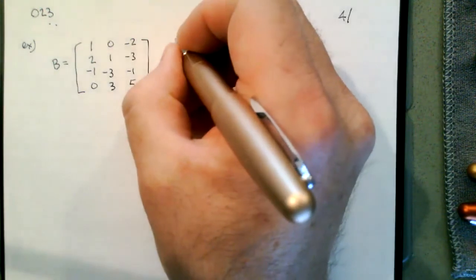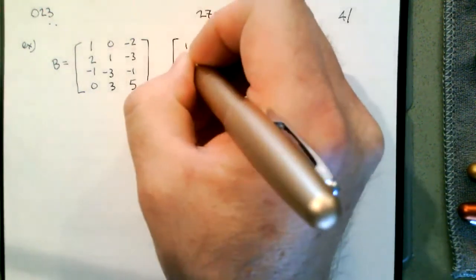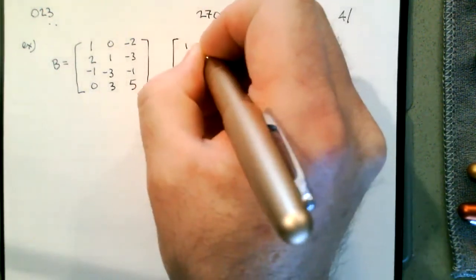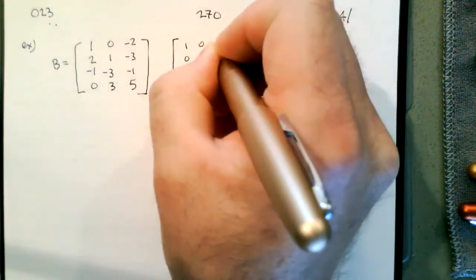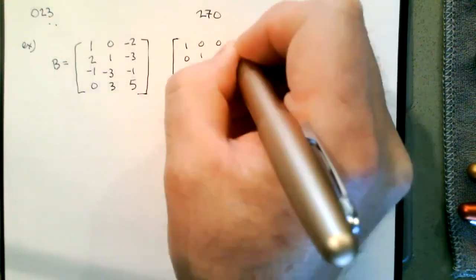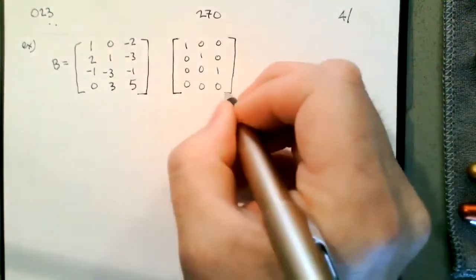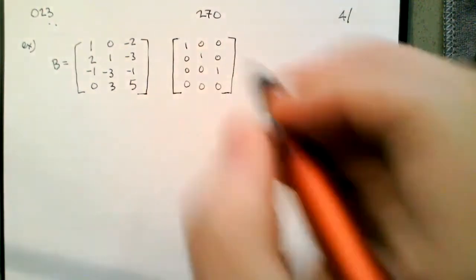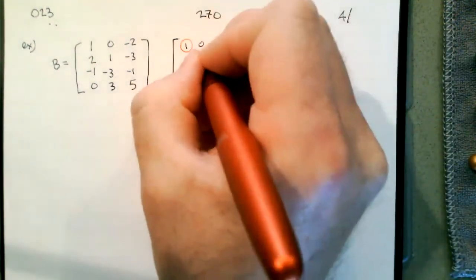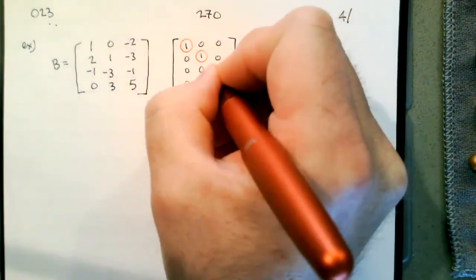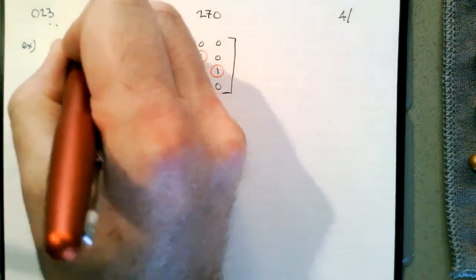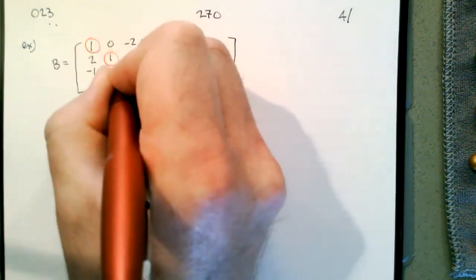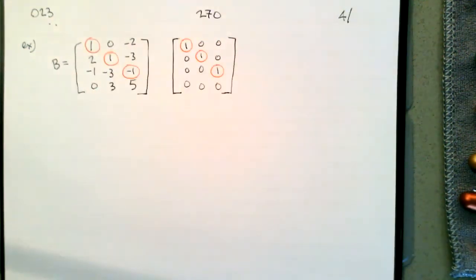But here's the reduced echelon form of this matrix: 1, 0, 0, 0, 0, 1, 0, 0, 0, 0, 1, 0. So we got a pivot in the first row, first column, second row, second column, third row, third column. These pivots were always there in the matrix. We just needed the reduced echelon form to find them.